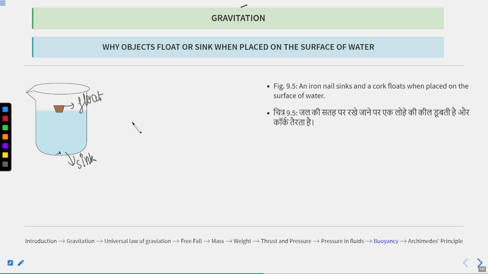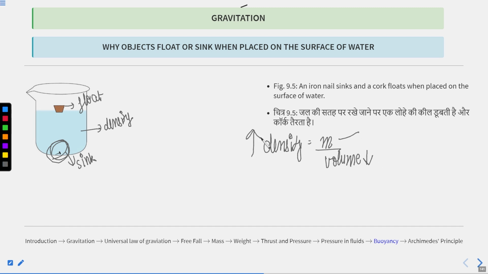It is because of density. The density of an iron nail is very high in comparison to the density of water, because the iron nail has a lot of mass and very little volume. What is density? Density is mass per unit volume. The mass of the iron nail is very high, the volume is very low, so its density is very high. And because its density is very high in comparison to water, it will reach the bottom of that beaker, whereas the density of a cork is very low because it has larger volume and lesser mass. So the density of cork is very low in comparison to the density of water, so the cork will float, but the iron nail will sink.